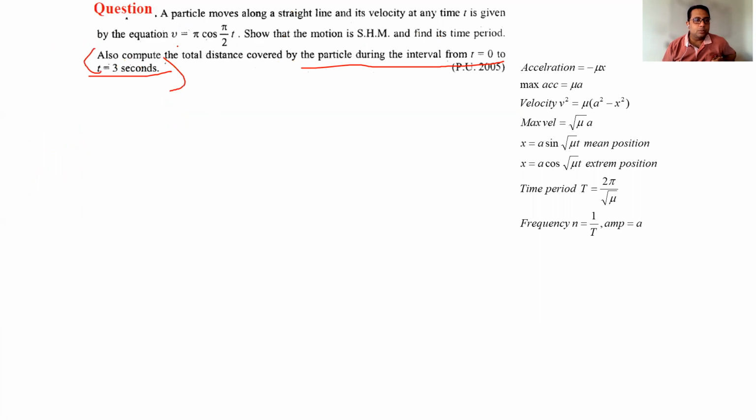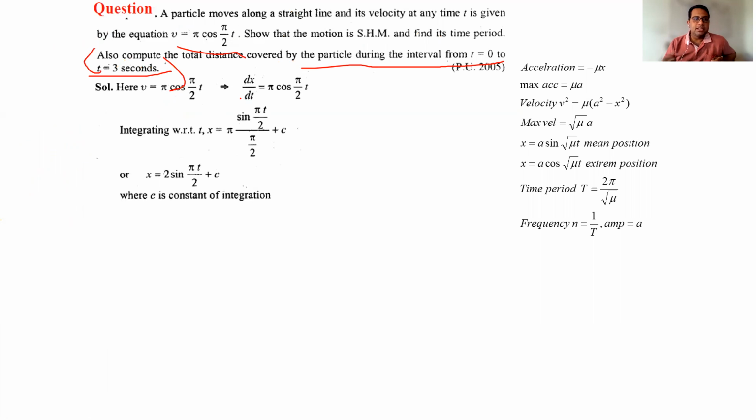So firstly, let us prove that this motion is simple harmonic. For this, v, that is dx by dt, is given. Because if we have to prove simple harmonic motion, we need the value of f and the value of x. The value of x can be obtained by integrating. So integrating dx by dt gives x, by separating variables: dt goes on one side and dx on the other. The integral of cos pi t by 2 is sin pi t by 2 over pi by 2, plus c, where c is the constant of integration.